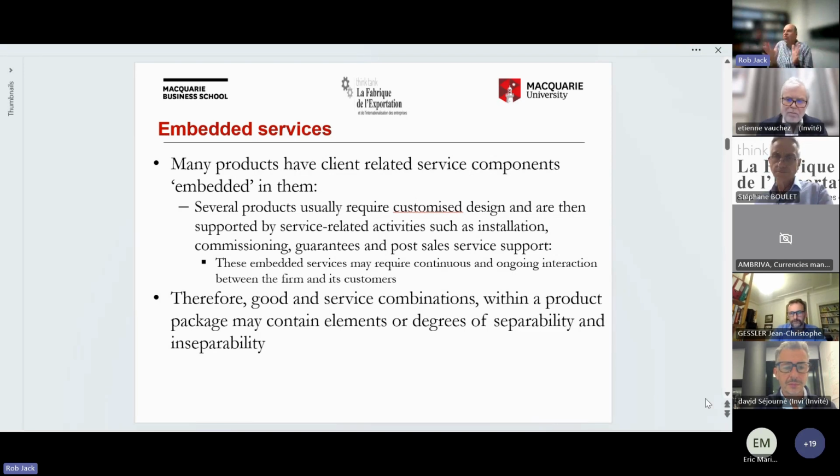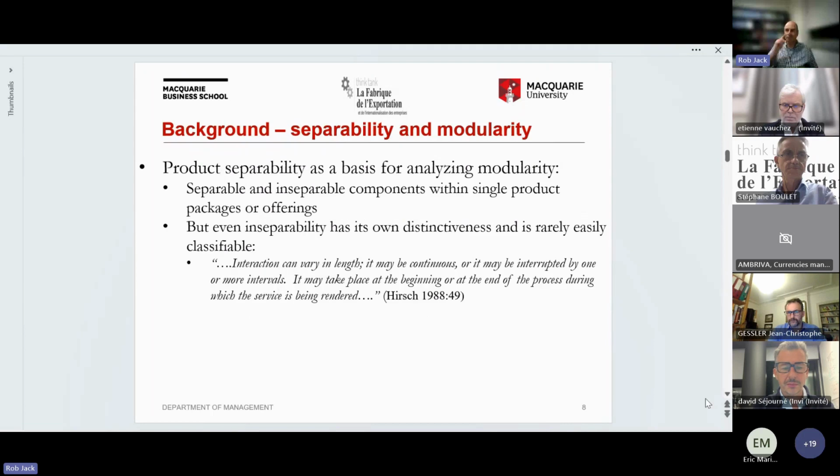Now, it's not just goods and services, even service products can sometimes be broken down into individual components. So the good-service combination is a relatively easily understood concept from this point of view. But there are also many examples of where service firms, consulting firms, also have the idea of breaking their service product down into different components that might require different elements of service delivery. So this is the idea or the outcome of product modularity around this idea of embedded services.